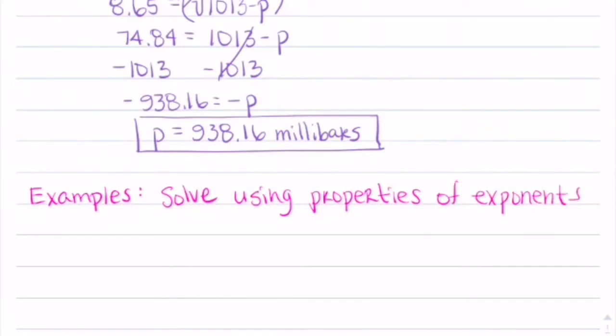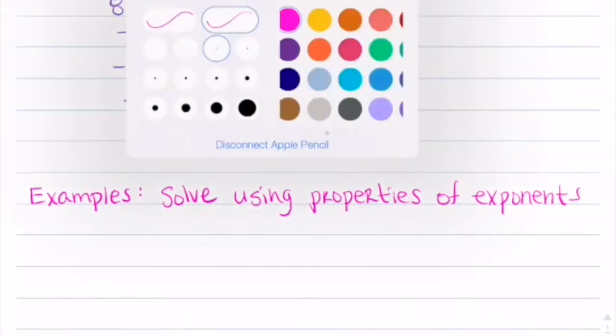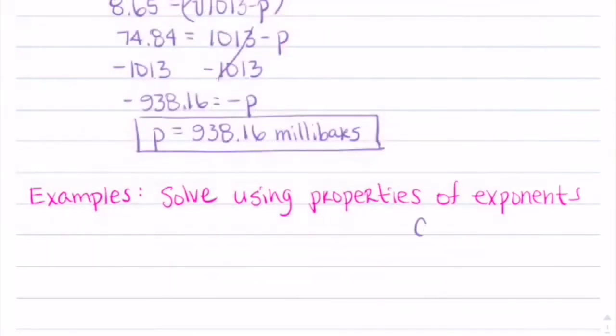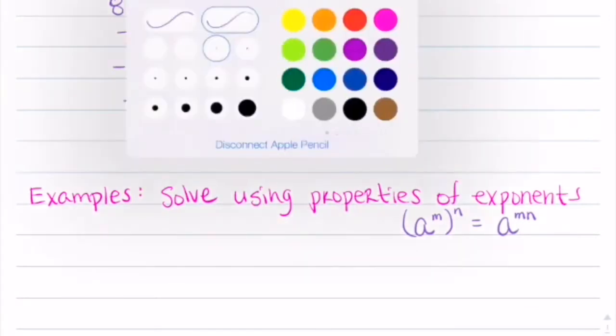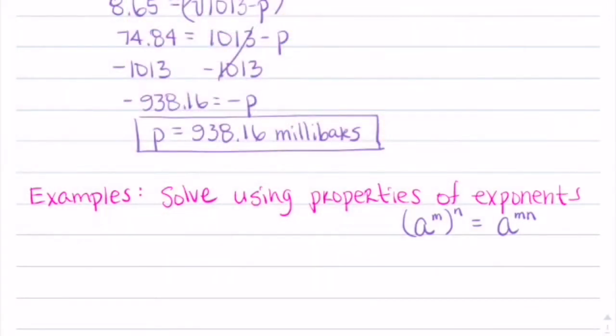And the one in particular that we're going to be using today is the power of a power, which says that if we have a base A and it's raised to the m power, and then we raise that entire thing to the n power, we are in effect multiplying the two exponents, the m and the n, together to get the power to a power. So let's take a look at an example where we use that to solve an equation.